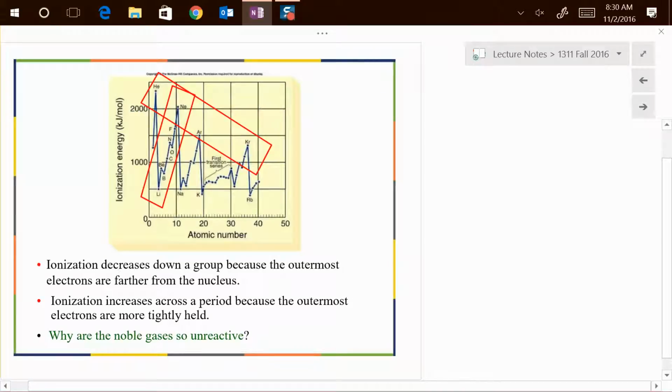We can see that trend right here happening. Helium, neon, argon, krypton, they're just moving down here, and you can see that the ionization energy is decreasing. And also neon, fluorine, nitrogen, oxygen, carbon, it's decreasing as you're moving across a period as well.